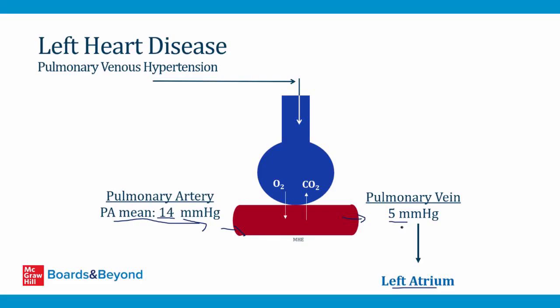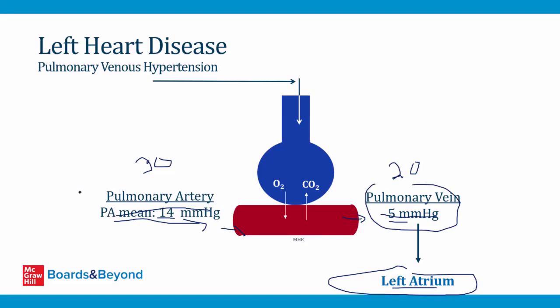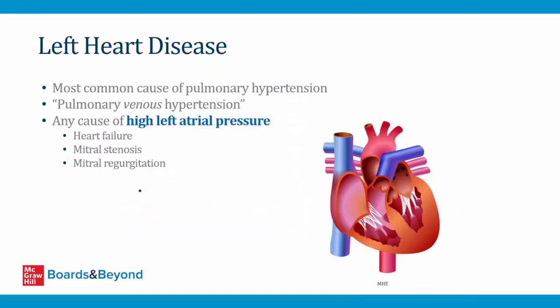Well, now let's imagine that the patient develops heart failure, and so instead of 5 millimeters of mercury, this pressure goes up to 20. Well, that means the pressure over here is going to have to go up in order to continue to drive blood flow. This might have to be something like 30 or even 40. And so this is how high pressure in the left atrium causes pulmonary venous hypertension, which in turn causes pulmonary arterial hypertension. So I can't emphasize this enough, but so-called left heart disease, which means problems with the left ventricle and the valves of the left ventricle, are the most common cause of pulmonary hypertension.